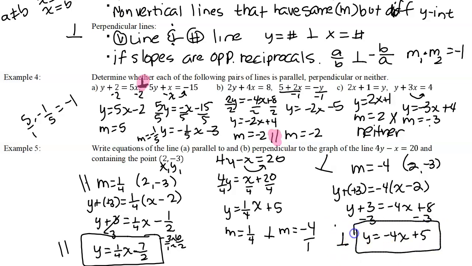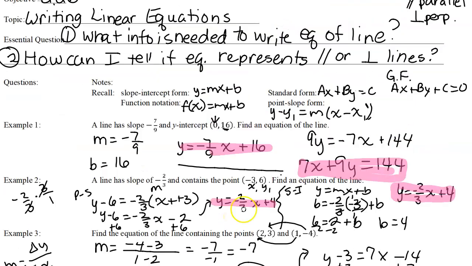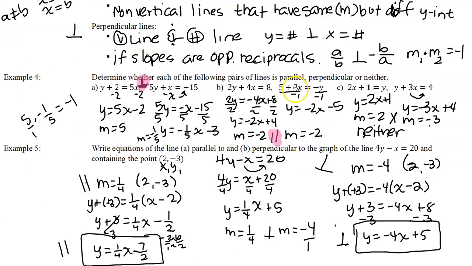And there you go. So today you'll be doing some practice with problems like that. Writing equations of lines. Okay, so what information is needed? A point and a slope. And then you practice that and you choose the equation or the formula that you want to use to help you do that. And then how can you tell if an equation represents a perpendicular or parallel line? You find the slope, and then you look at the slope. So make sure you review that.